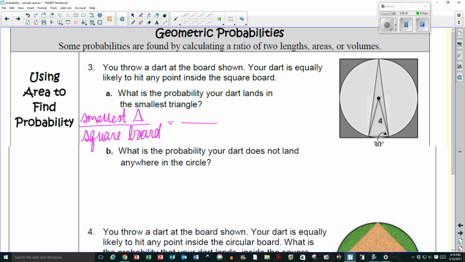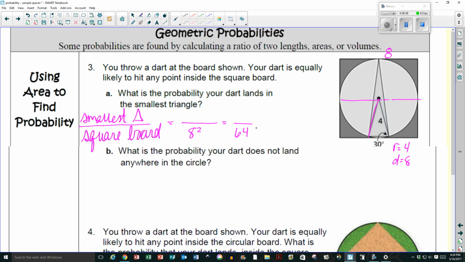Well, I see that the radius is 4, therefore my diameter is 8. So if my radius is 4, the diameter is 8. Well, if the diameter is 8, this is a diameter, and it goes all the way across, making the side of the square 8. So the square is 8 squared, or 64.